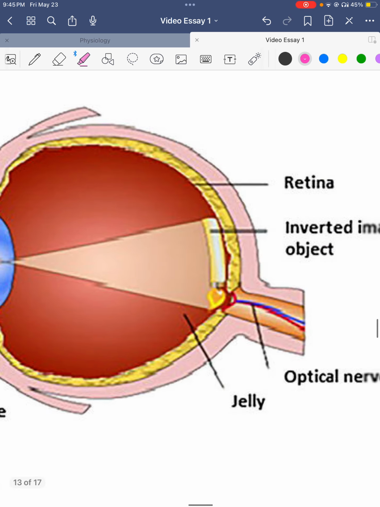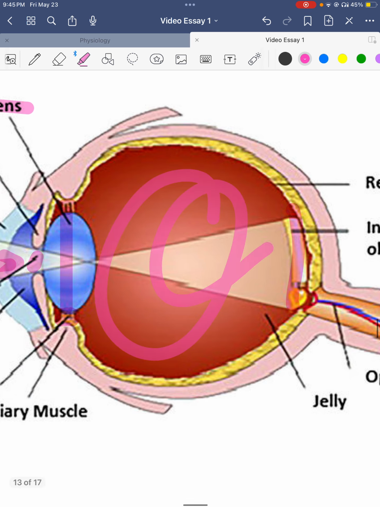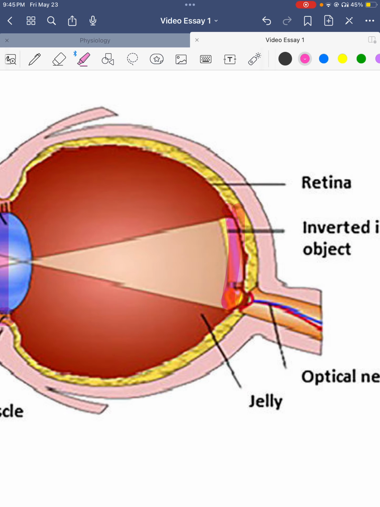The retina, back here, takes that focused light and then passes it through the vitreous humor. So focused light passes through the vitreous humor, which is all this here, and strikes the retina, which is the very back of the eye. Here, photoreceptors will convert it into electrical signals, which we'll delve a little deeper into.